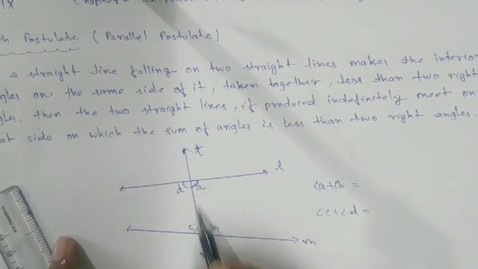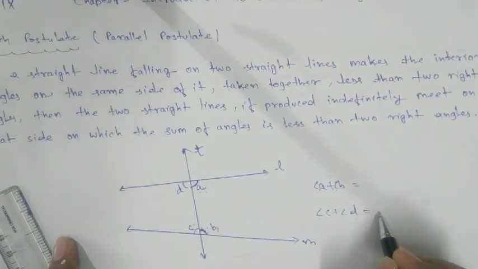Have you seen? This looks like an obtuse angle. You can see this one is obtuse, and this one is an obtuse angle. That means if you add two obtuse angles, you will never get less than 180. It will always be greater than 180 degrees.